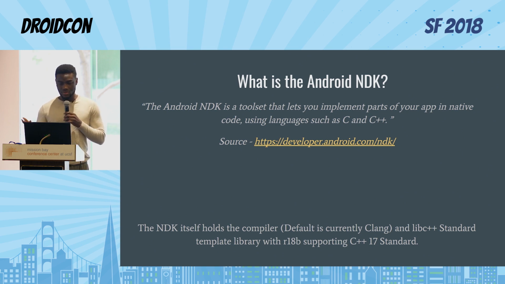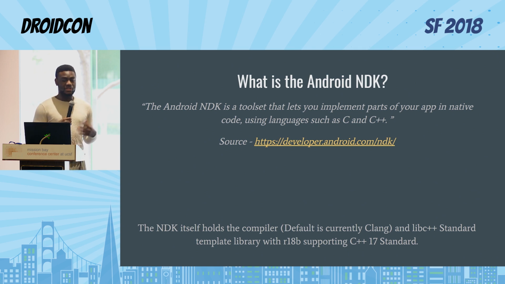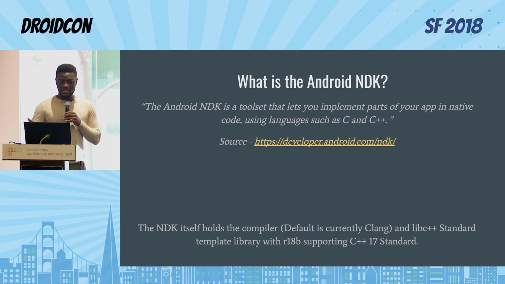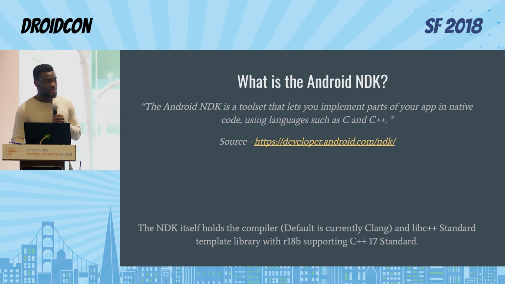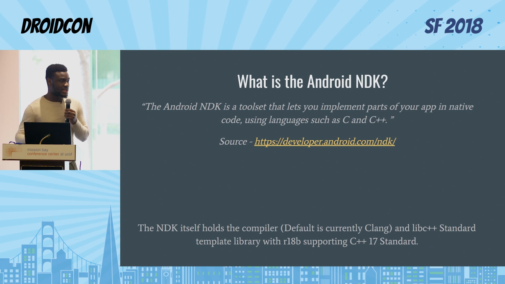So what is the Android NDK? This was stolen straight from Google's first welcome to the NDK page. The NDK is a tool set that lets you implement parts of your app in native code using languages such as C++. So basically, using C and C++, you can write code for your Android application, and it will run. The NDK itself contains a compiler, the default one in the latest version being Clang, and the standard C++ library that everyone knows about: C++ 11, 14, 17. R18B has support for C++ 17.